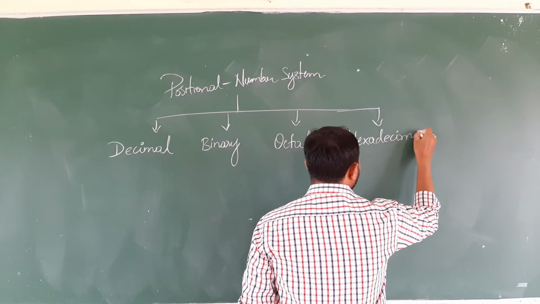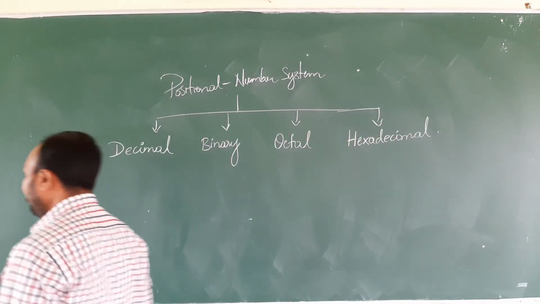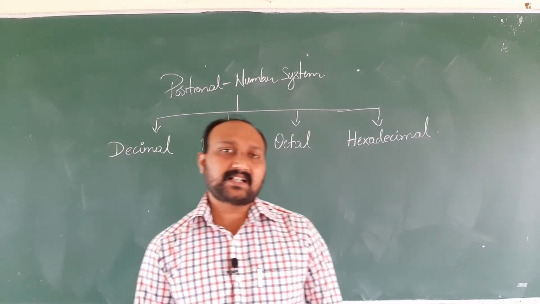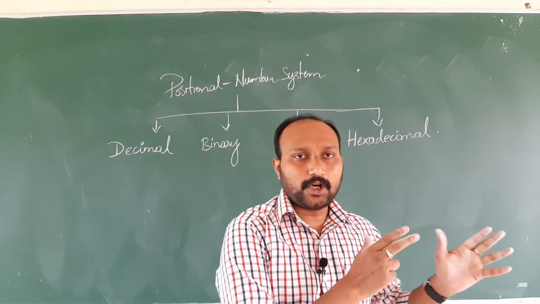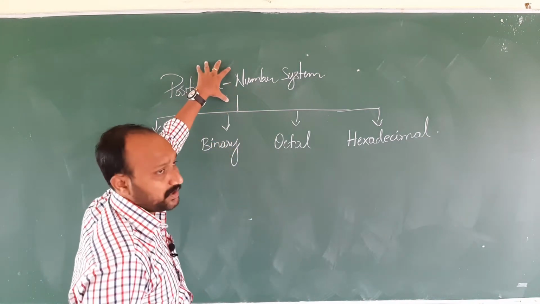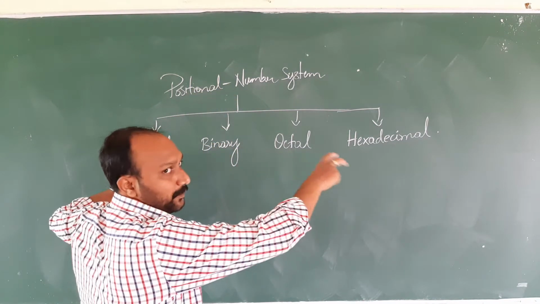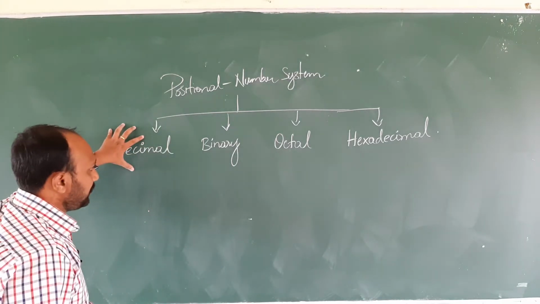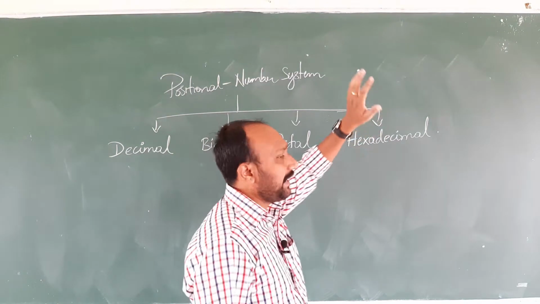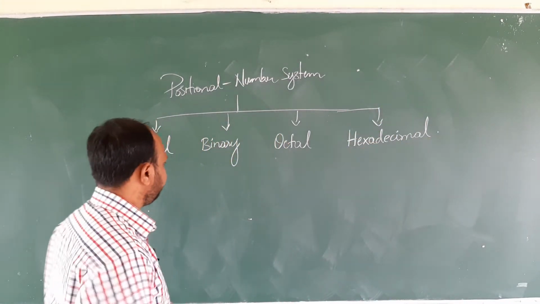hexadecimal number system. So, as we have studied, the complete number systems are classified into 2 types: non-positional number system and positional number system. Under positional number system, there are 4 different varieties: decimal number system, binary number system, octal number system, and hexadecimal number system.